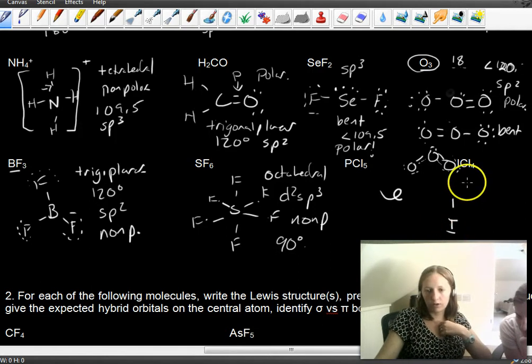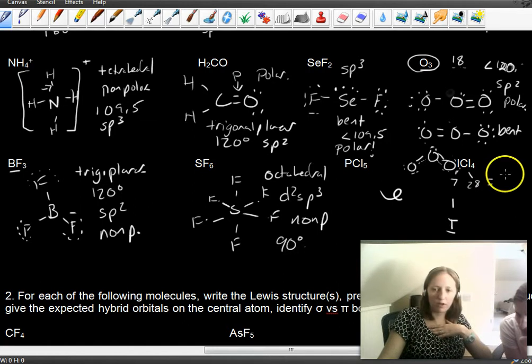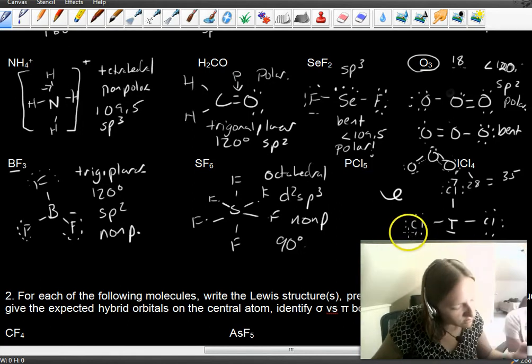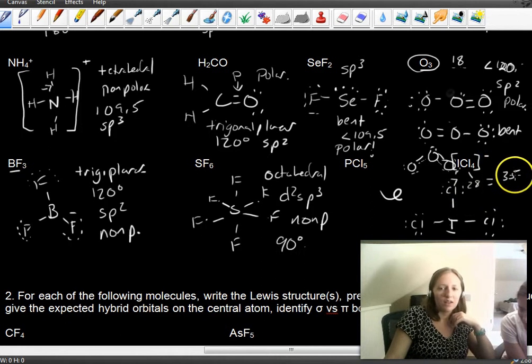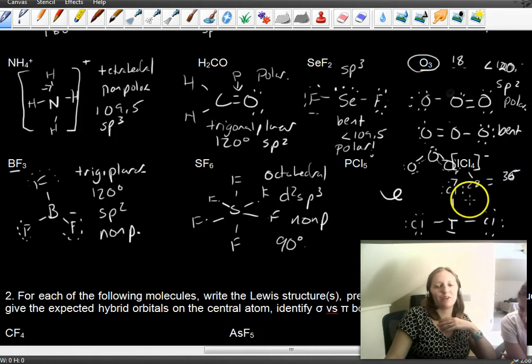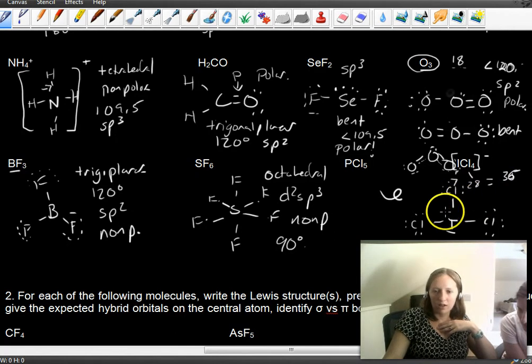Iodine connected to 4 chlorines. But iodine has got 7 and chlorine has got 7, so that's 28 plus 7, 35. So that's iodine and 4 chlorines. 2, 4, 6, 8, 10, 12, 14, 16, 18, 20, 22, 24, 26, 28, 30, 32. Is this an ion? I think it's an ion. Yeah, that's supposed to be ICl4 minus. I was like, odd number molecules are really weird. This is 36. There we go. Not 35.